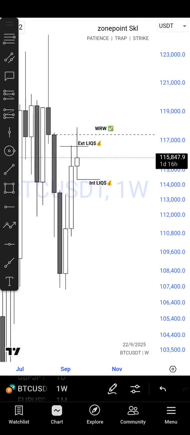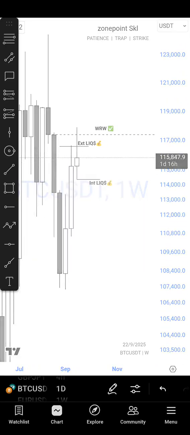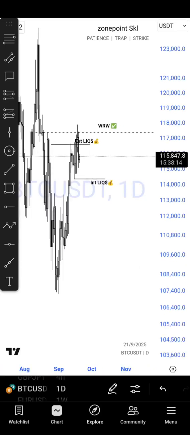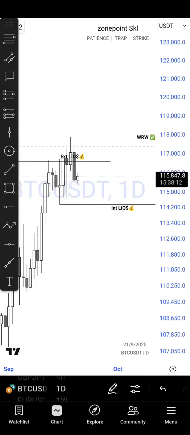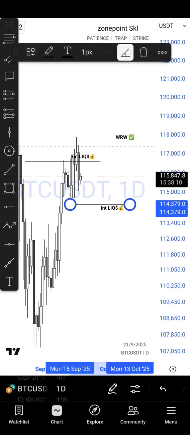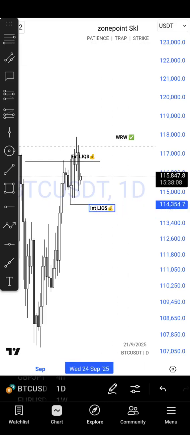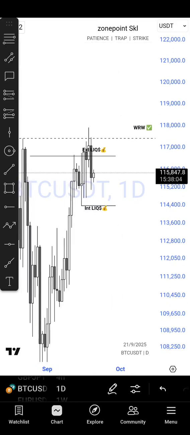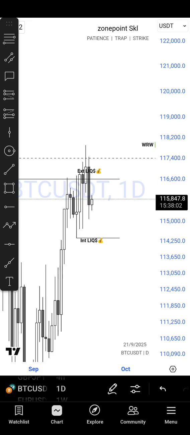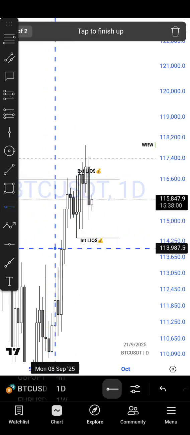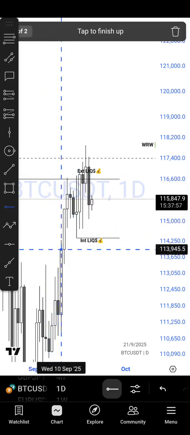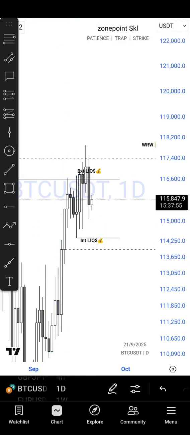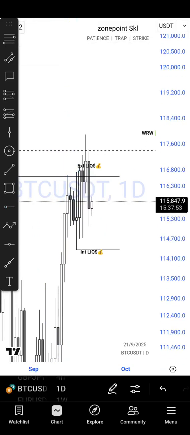So what we do is go to the daily time frame, a time frame lower. We can see where this internal liquidity is. Inside this internal liquidity, we have this OC key level here that price is going to bounce from to continue moving up, but I don't need that for now.